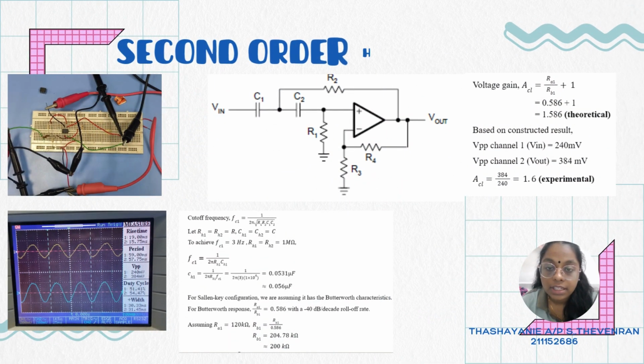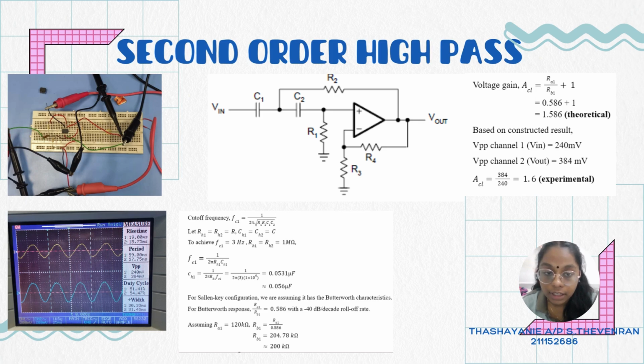Okay, so for the second order high pass filter, the diagram that we did at the lab is shown over here, and below the circuit diagram, that's the output, the sine wave that we get for our second order high pass filter.